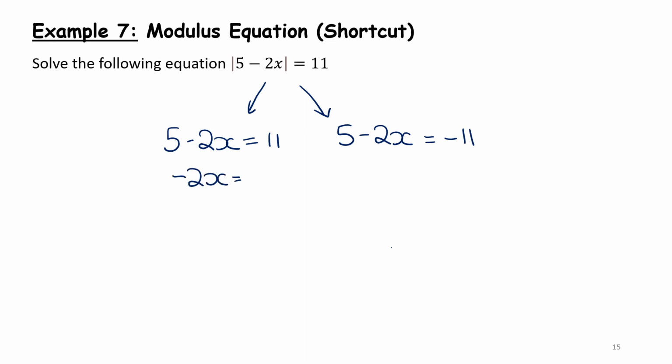So we take away a 5 from both sides, which gives us 6. And one of our answers is x equals minus 3. We again take away 5 from both sides. It's minus 16. So we get x equals 8. So our two answers, same as our previous answer, is x equals minus 3 and x equals 8.